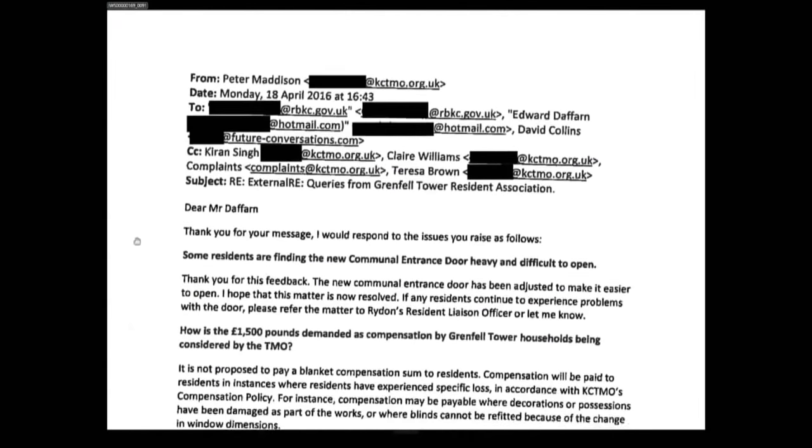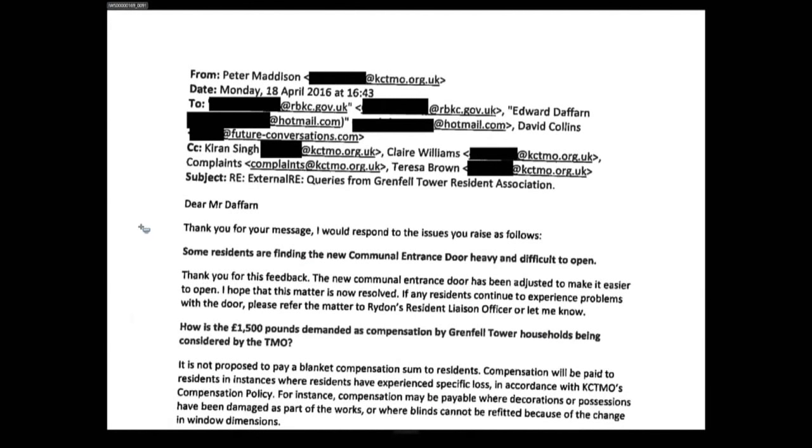Now, you won't have seen this document before. It's an email from Peter Madison at KCTMO to a number of people at RBKC and indeed others, and complaints at KCTMO as well, and also copied, in fact two, a gentleman called Edward Daffan, who is a resident, and it's addressed to Mr. Daffan. And it says, "Dear Mr. Daffan, thank you for your message. I would respond to the issues you raise as follows."